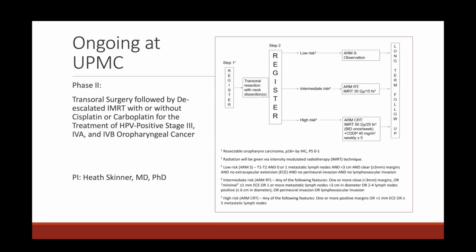At my institution, we are currently enrolling patients on a phase 2 study that's similar to ECOG E3311, using very similar criteria to risk stratify patients after TORS into low versus intermediate versus high risk. The only difference is that in the intermediate risk arm, the dose is even lower, 30 gray in 15 fractions. And in the high risk arm, the dose is lower as well, so it's 50 gray in 25 fractions with concurrent cisplatin. So this is an ongoing study and definitely will be very interesting to see the results.